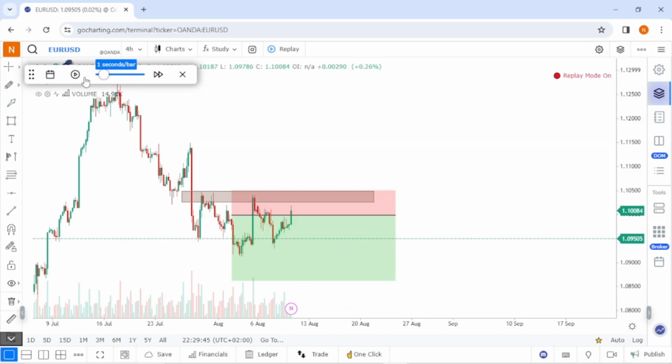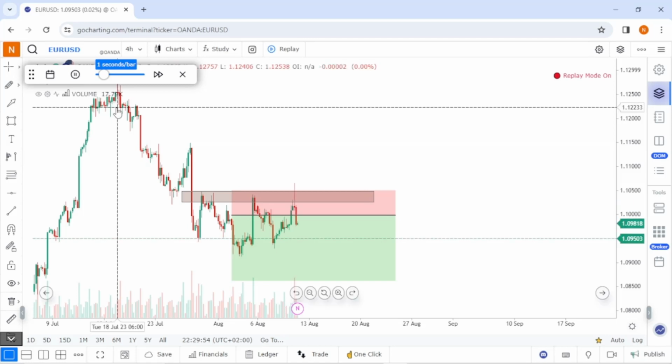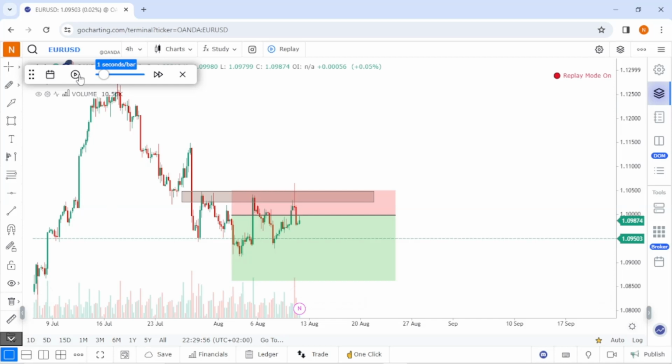Okay, let me just play this. We're now hypothetically trading in real time. This is what would happen. Boom, your stop loss is hit. Before you even think of doing anything, the next two candles would have stopped you out of the market. And they do this because they know that a lot of traders set their stop losses here.